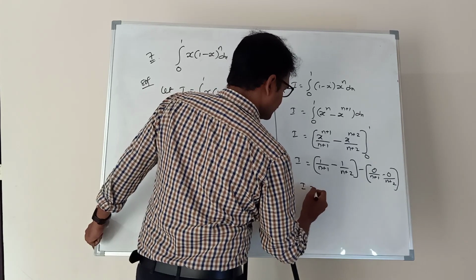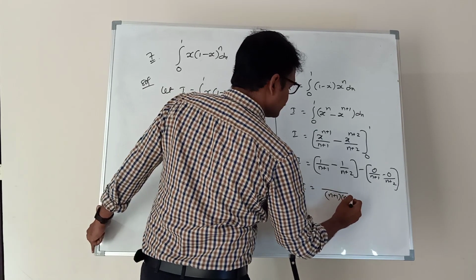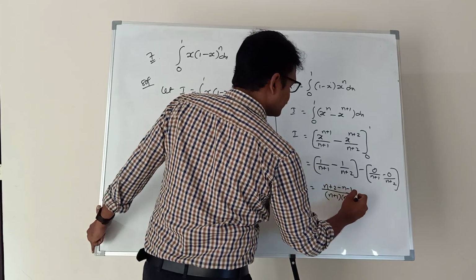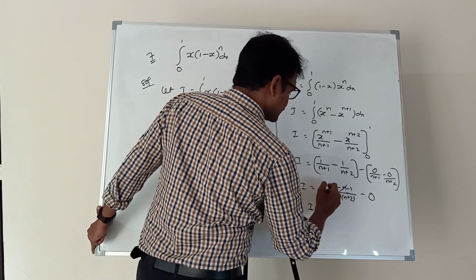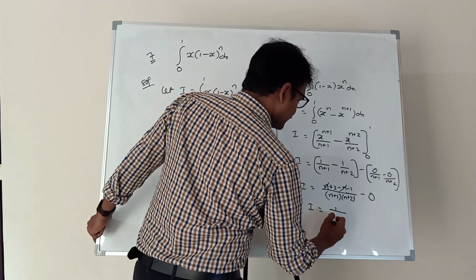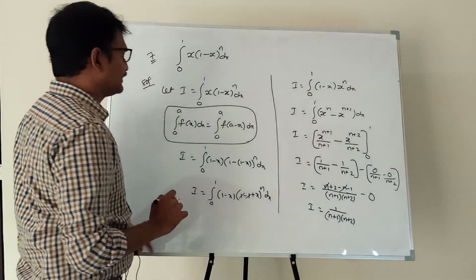So I is equal to, taking the LCM n plus 1 into n plus 2, n plus 2 minus n minus 1, minus 0. So I is equal to, plus n minus n gets cancelled, 2 minus 1 is 1, so 1 by n plus 1 into n plus 2 is the answer for the given problem.